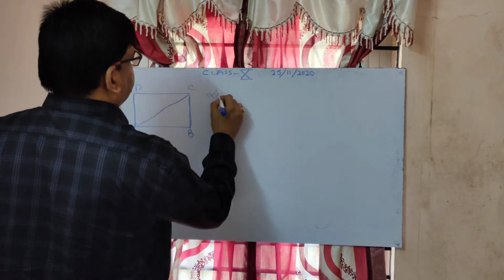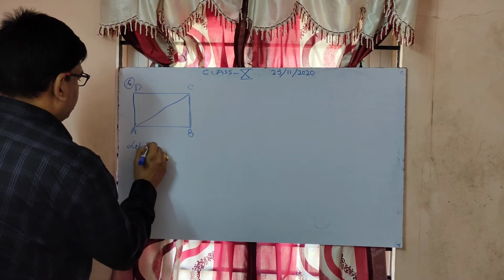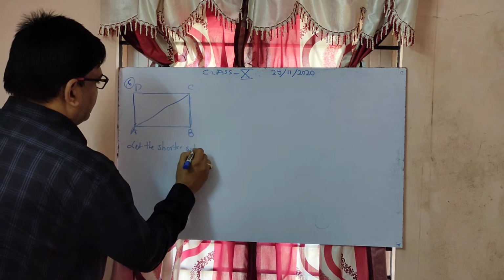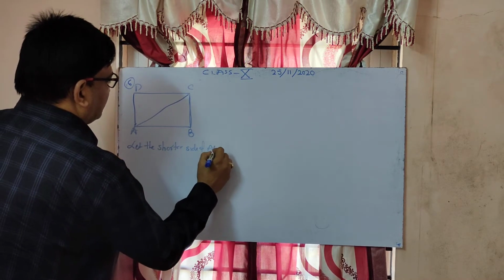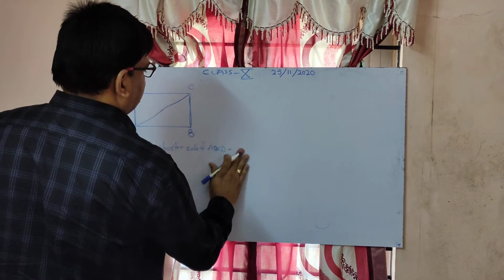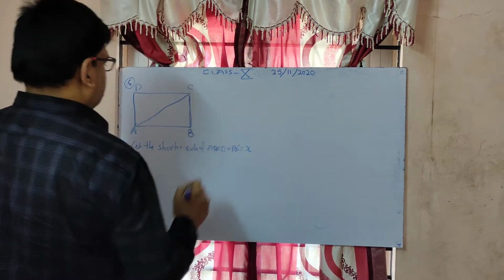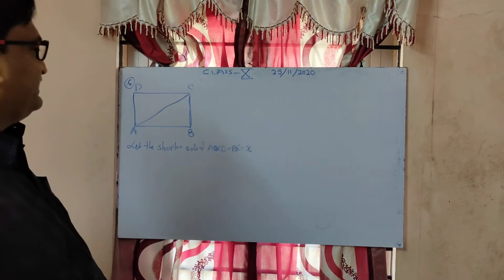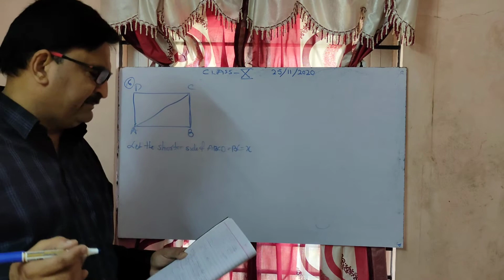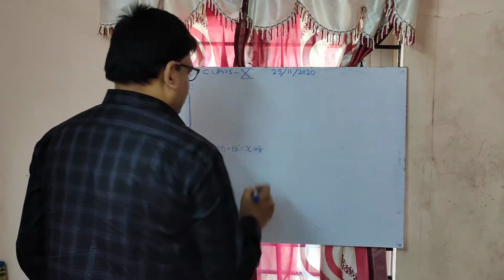Let the shorter side of ABCD, that is the rectangle, that is BC, be X. Let us consider it as X meters. You can write X meters.